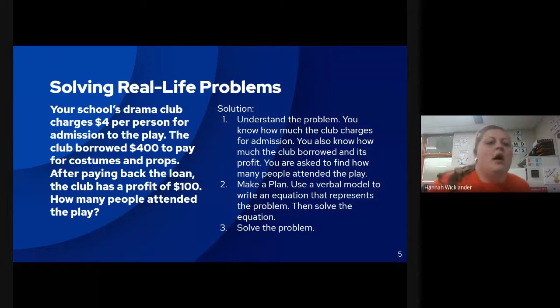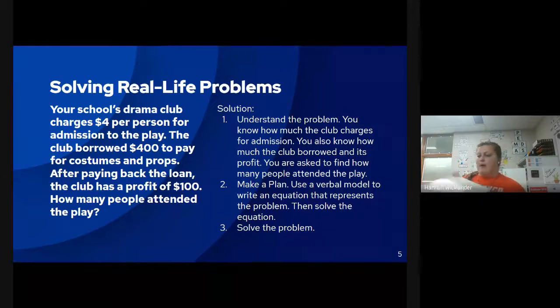Okay. Solving real life problems. There is a story problem one, so I want to do it really quick. There's one on your homework, so I want to do an example. Okay. Your school's drama club charges $4 per person for admission to the play. The club borrowed $400 to pay for costume and props. After paying back the loan, the club has a profit of $100. How many people attended the play?